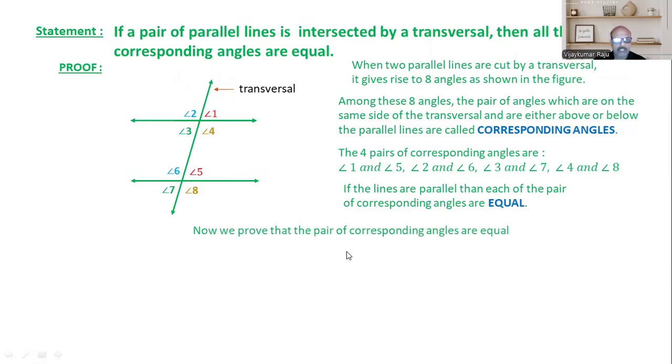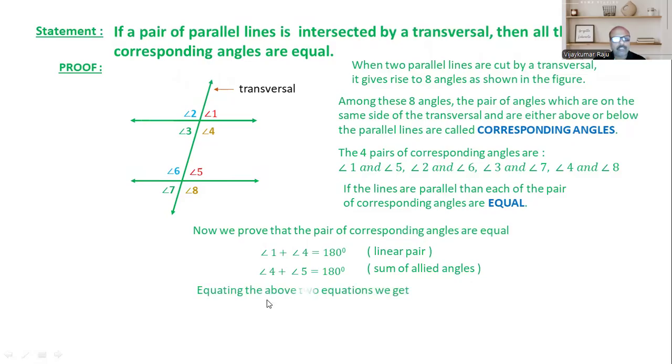Now let's prove it. Now we prove that the pair of corresponding angles are equal. How do you do that? Angle 1 plus angle 4 is 180. You see from here, it's a linear pair. If this and this are 180, it is a linear pair. And 4 and 5 is also equal to 180 degrees because they are the sum of allied angles. These two together are also 180. That means the totals of both pairs are equal. So let us equate them.